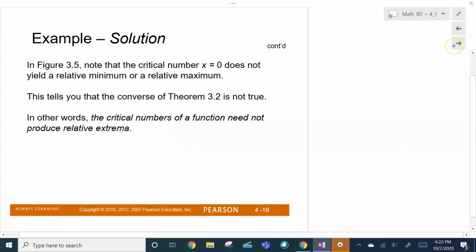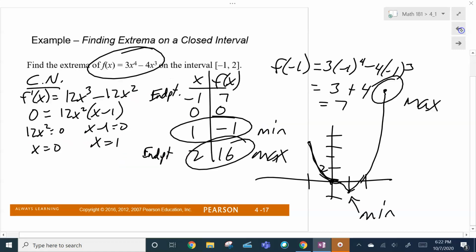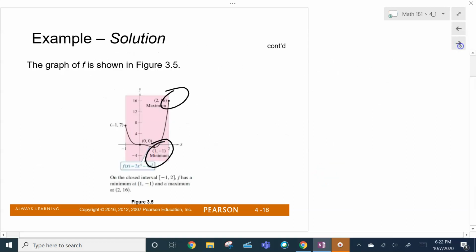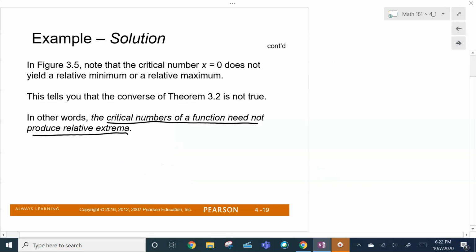Let's do some more examples here. Now, by the way, the converse is not true. In other words, the critical numbers may not necessarily produce a relative extrema. In fact, if you look back here, f prime at 0 is 0, right? But this (0, 0) point did us no good. It wasn't a min or a max. So these critical numbers are just potentially extrema.